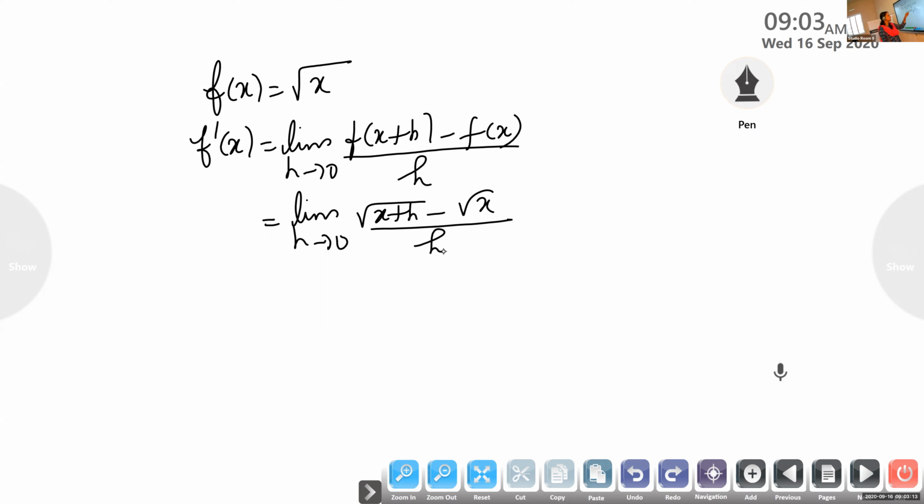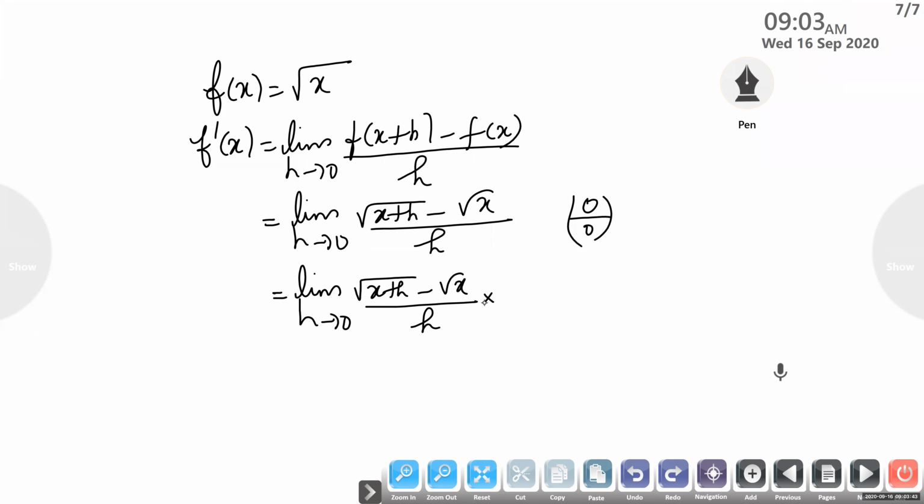Now, if we take the limit here, when h tends to 0, what will you get? Numerator becomes root x minus root x, that is 0 by 0 indeterminate form. How to find the limit here? What will we do here? Yes, rationalize. You multiply and divide by the conjugate: root of x plus h plus root x by root of x plus h plus root x.